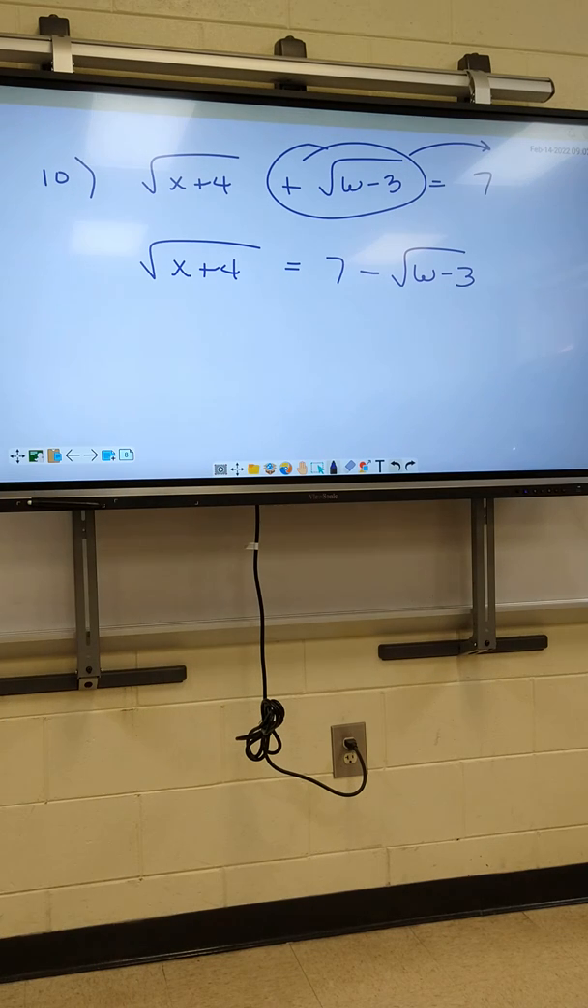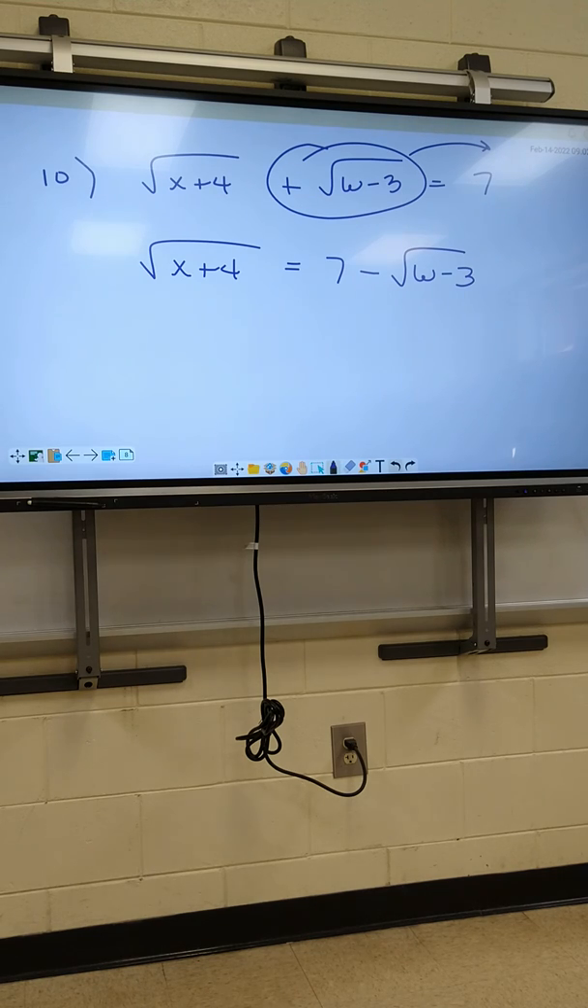Troy, you need to move that over. I'll say it again, if you weren't listening. When you have two square roots in a problem, one's got to be on the left side of the equal sign, one's got to be on the right. So that was one thing that was different about number 6.